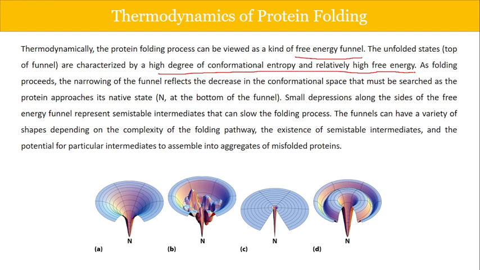So the higher the flexibility, the higher your conformational entropy. But as the folding proceeds, the narrowing of the funnel reflects the decrease in the conformational space that must be searched as the protein approaches its native state. So the native state is at the bottom of the funnel. You can see a few small depressions along the sides of the funnel.